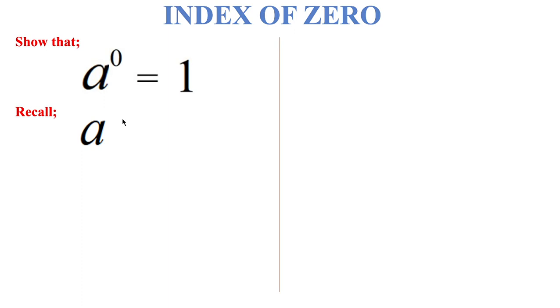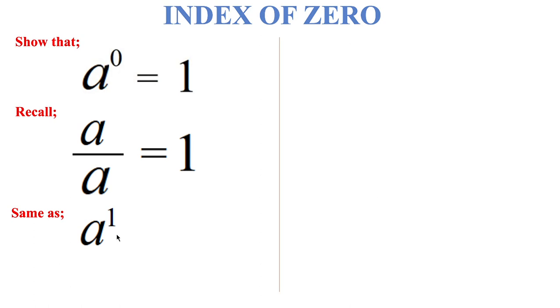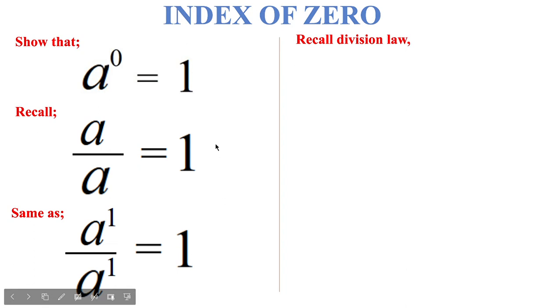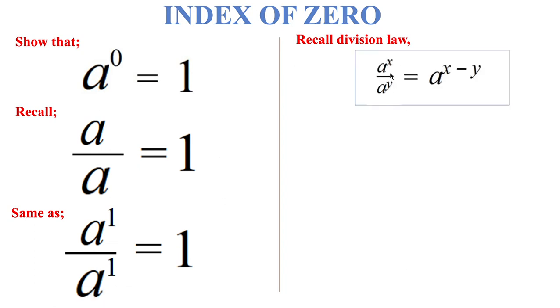Now if you recall that a divided by a is 1. Is that true? Good. When you divide a number by itself, it gives us 1. Now this a divided by a is the same as saying a to power 1 over a to power 1, because anything raised to power 1 gives us the same. So a to the power 1 is a, equal to 1. Also, if we recall the division law, it states that when we are dividing numbers of the same base, we subtract the powers.